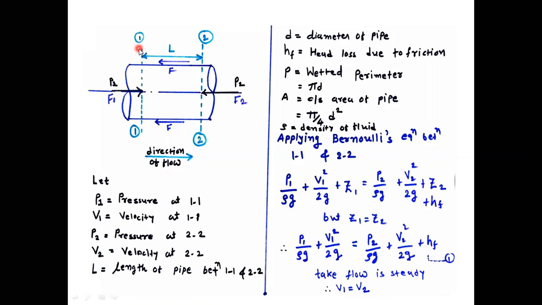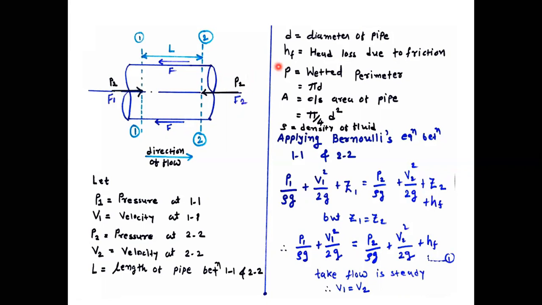We consider two cross-section areas on the pipe. This is cross-section area 1-1. This is cross-section area 2-2. The distance between section 1-1 and section 2-2 is capital L. The force exerted on cross-section area 1-1 is capital F1, and this force is exerted due to pressure P1 on cross-section area 1-1. The force F2 on cross-section area 2-2 is due to the pressure intensity P2.